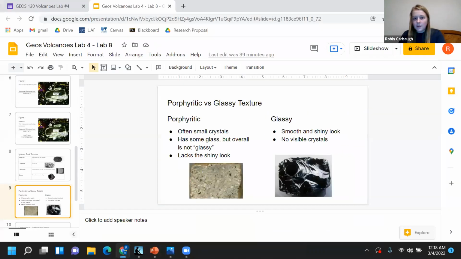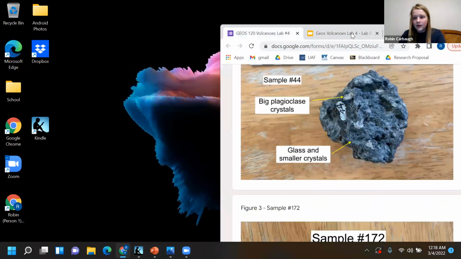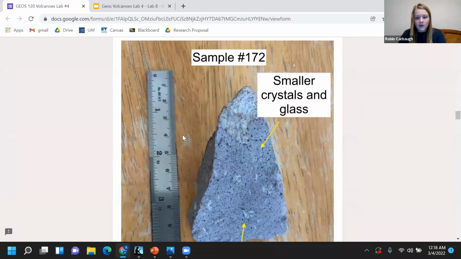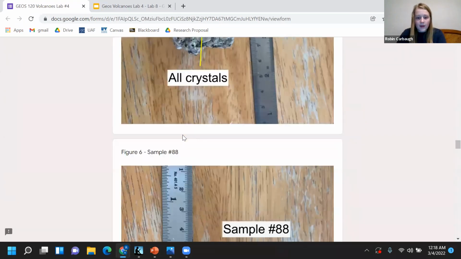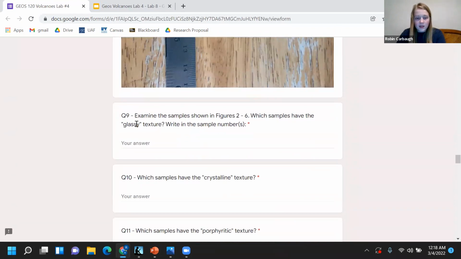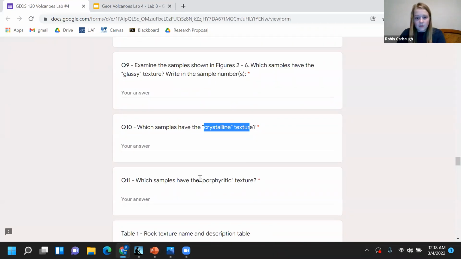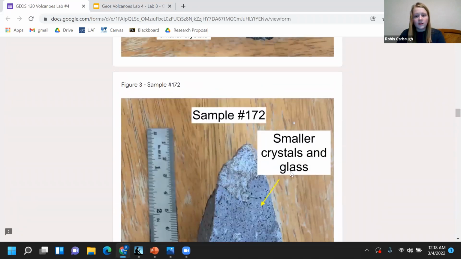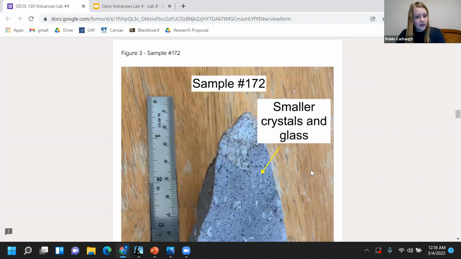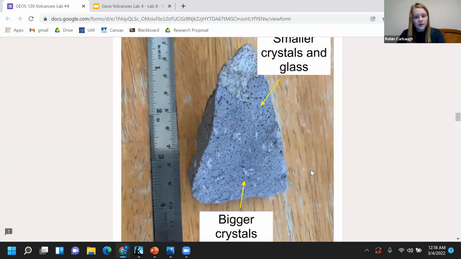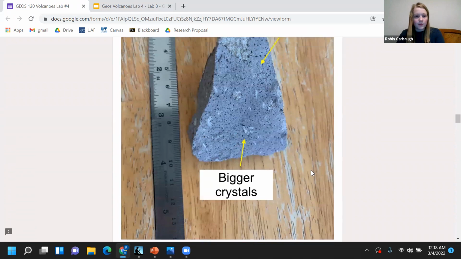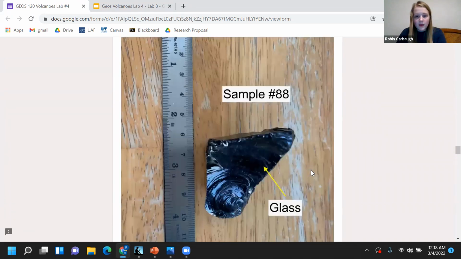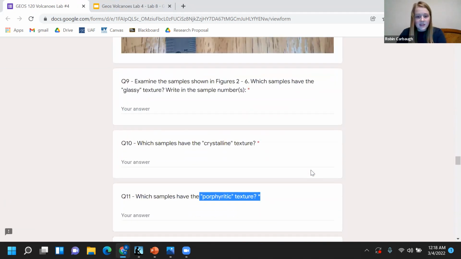And I bring this up because the lab gets a little confusing. In the middle part, we have different rocks for you here, and we ask you to identify which one has a glassy texture, which one has a crystalline and porphyritic texture. And just because a picture says the word glass doesn't mean it's glassy. If you can see crystals in it, I wouldn't call that glassy. I'd probably call that porphyritic. It would need to be smooth to be glassy.